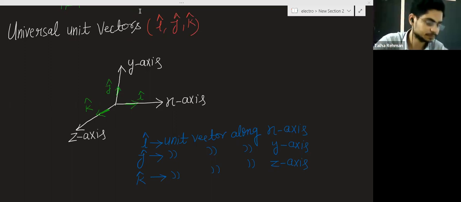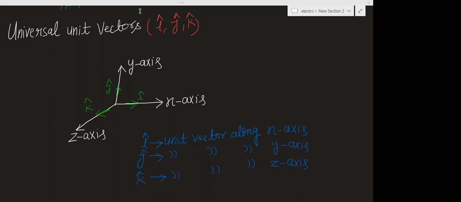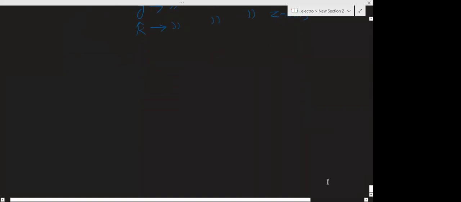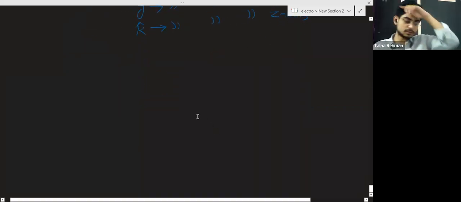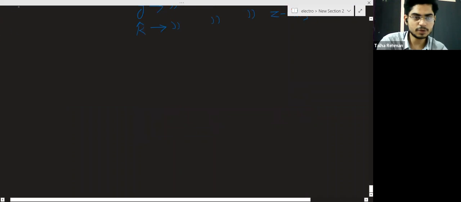Okay. Now these are unit vectors. And after unit vectors, we have another topic in vectors: how to write a vector in Cartesian form. Another topic is Cartesian form.